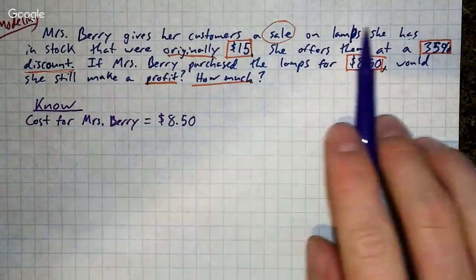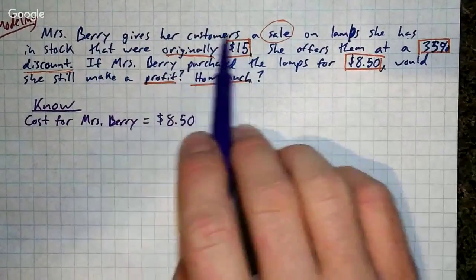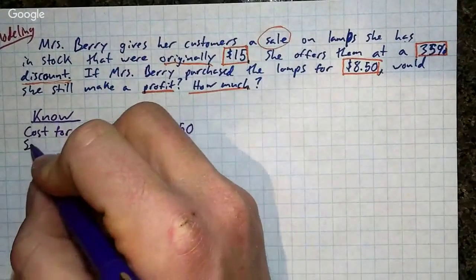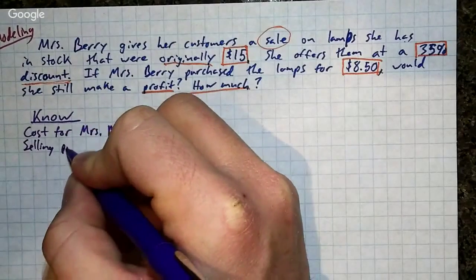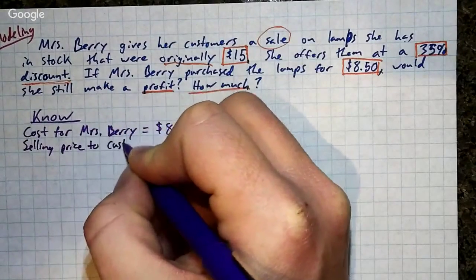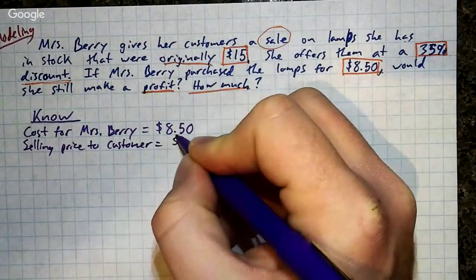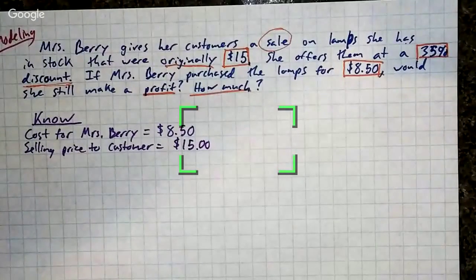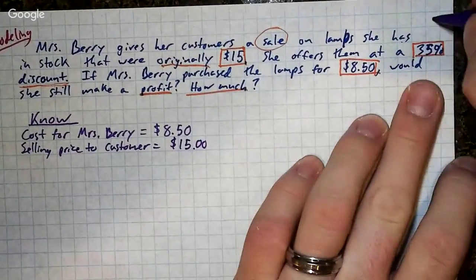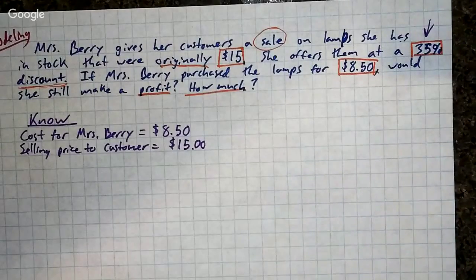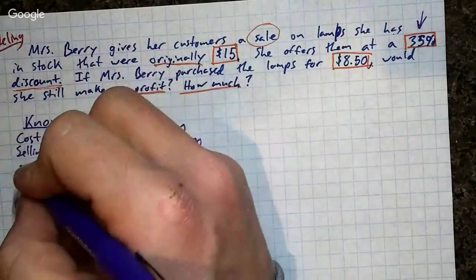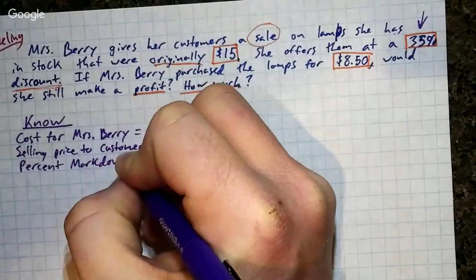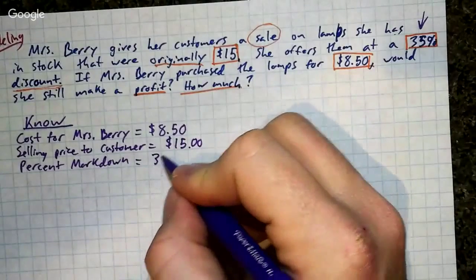Well, if we look up here, we can see that she was selling them. Initially, she was selling them for $15. So we know the selling price to the customer, which is $15. But we also know a little bit more. What else do we know? Well, we know that there is a markdown. And it's not a number markdown, it's a percent markdown. So we know the percent markdown. The percent markdown is 35%.